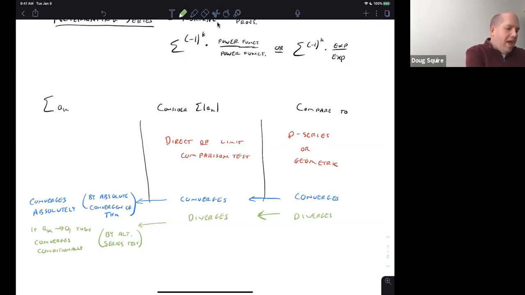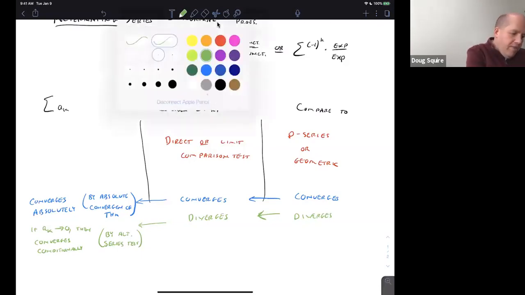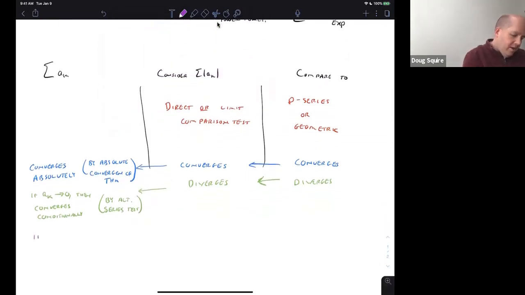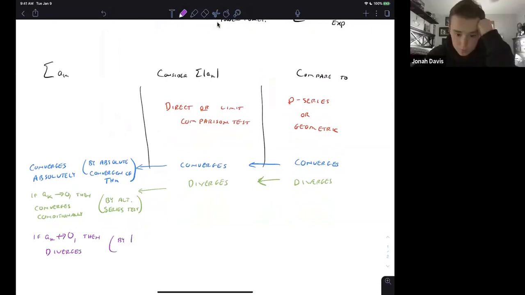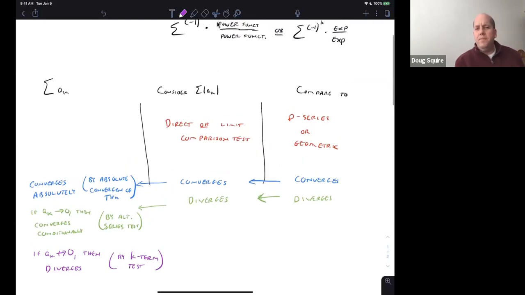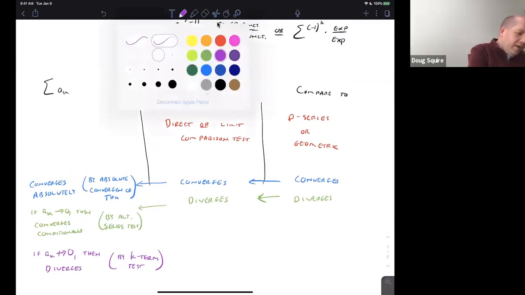What if a_k does not go to 0? Then what happens? If a_k does not go to 0, then the whole thing diverges. By what test? By the k-term test, or the test for divergence. Good. Does that make sense to everybody? Everybody clear? Now, the alternating series test actually has three conditions.